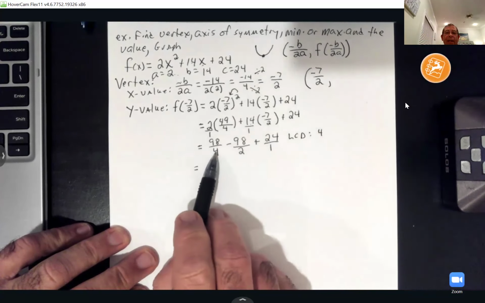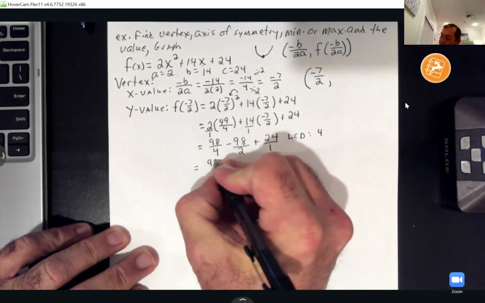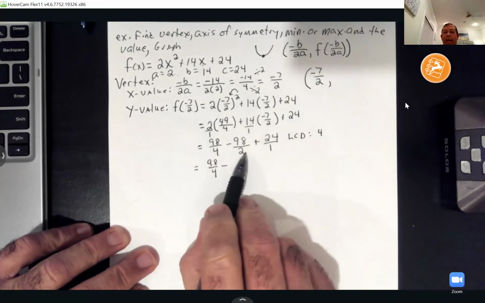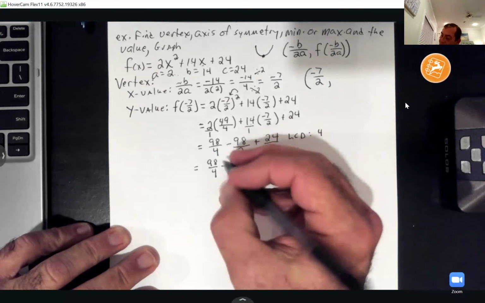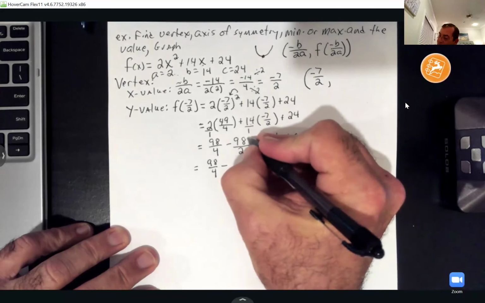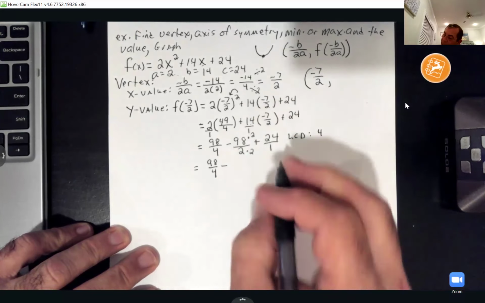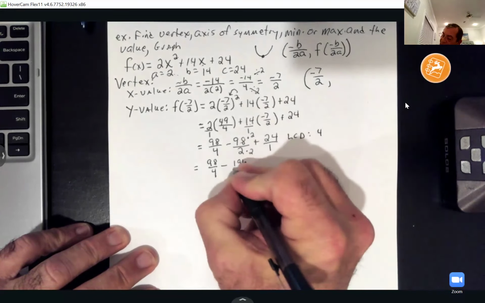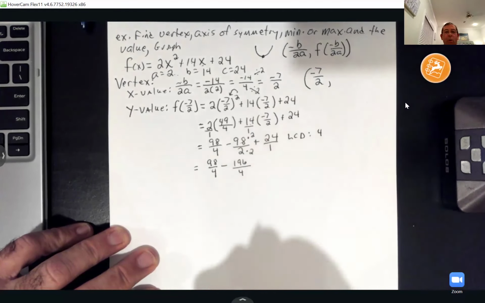So first fraction already has a 4 on the bottom. So bring it down. Now, to turn that 2 on the bottom into a 4, I'm going to have to multiply the bottom by 2, which means I'm going to multiply the top times 2. So 98 times 2 is a 196. 2 times 2 is a 4 on the bottom.